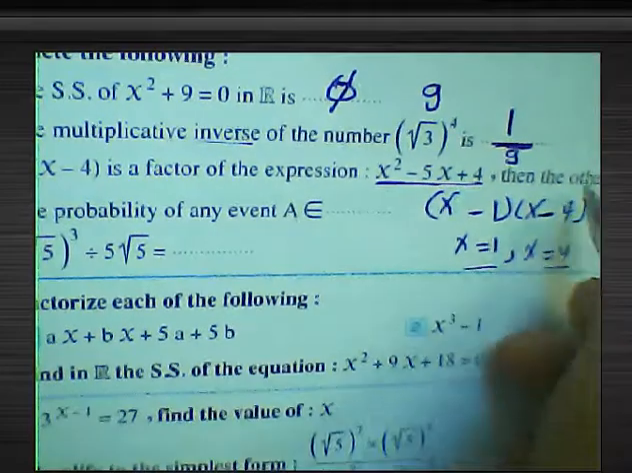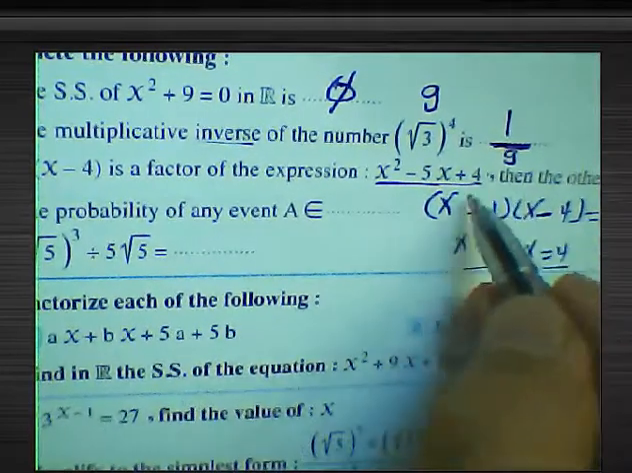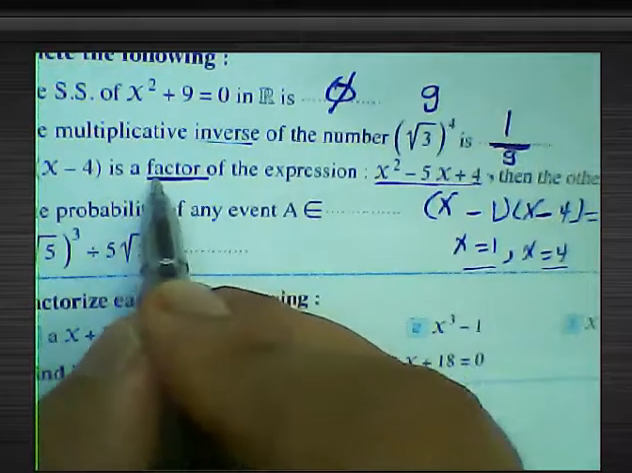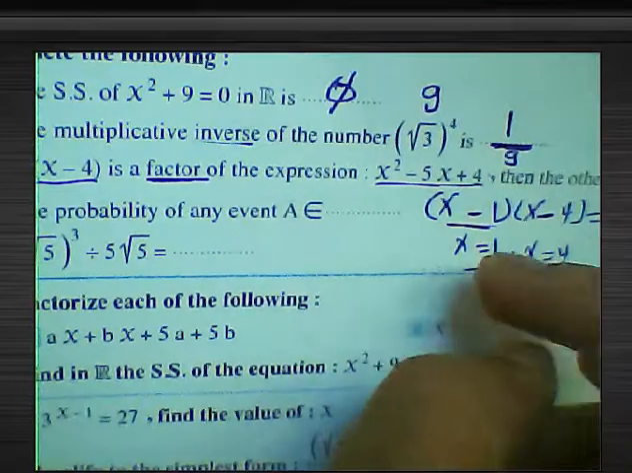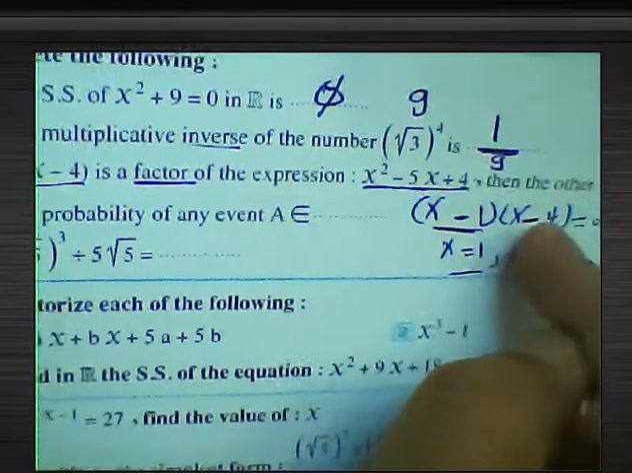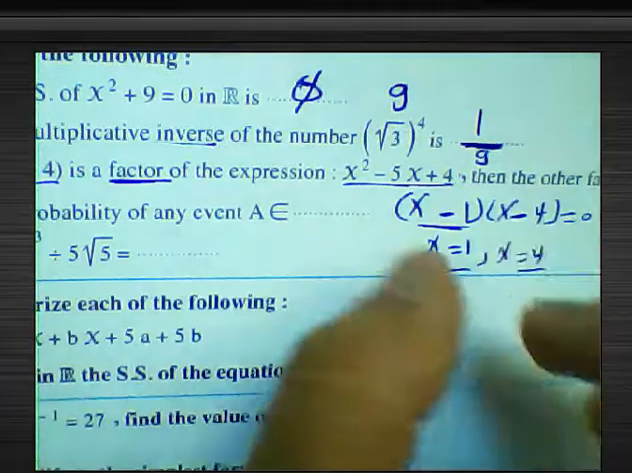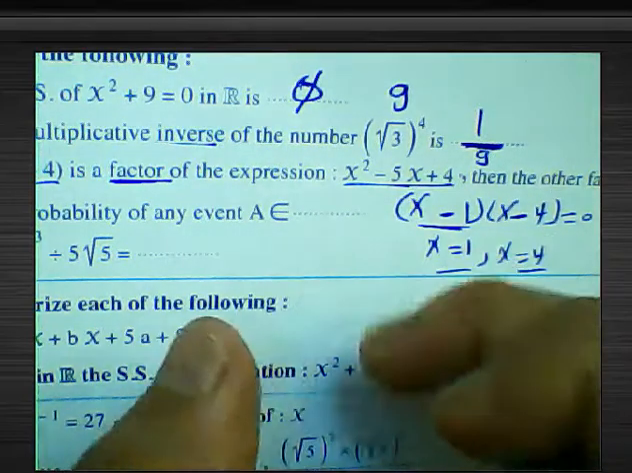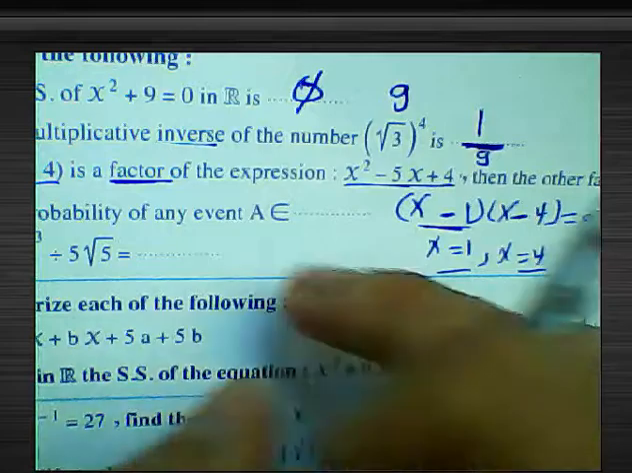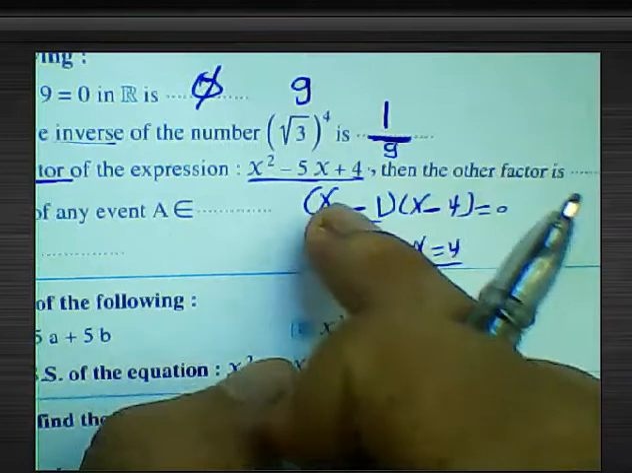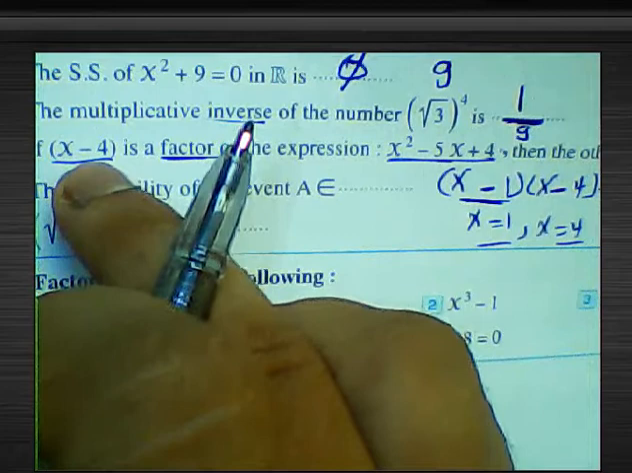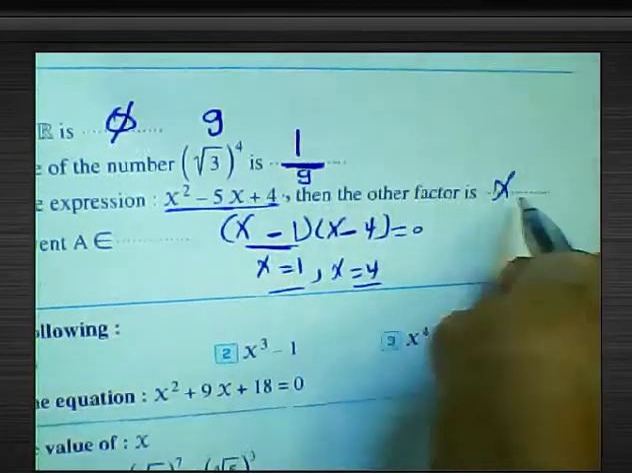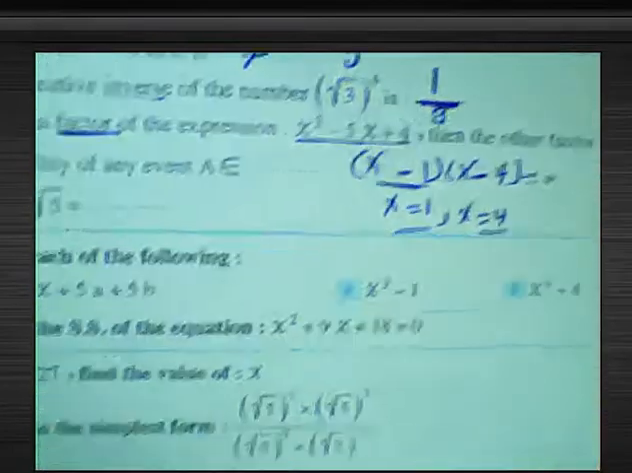He wants to find the other factor, not the equation. The other factor will be x subtract 1, because if we factorize this expression, the result will be x subtract 1 multiplied by x subtract 4. But if you set this expression equal to 0 to convert it to an equation, the result will be 1 and 4. But he wants to find the other factor. The other factor will be x subtract 1 because the first was x subtract 4, so the other will be x subtract 1. We must write x subtract 1 here.